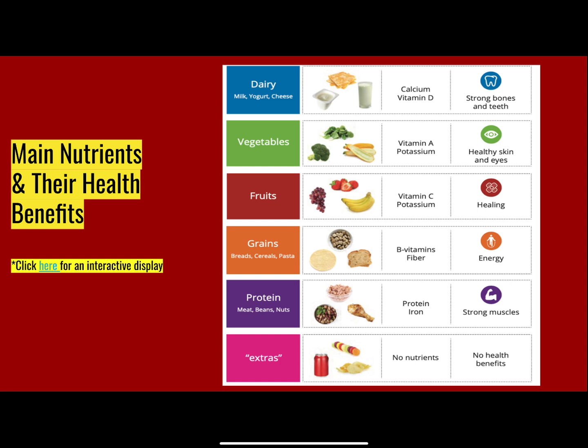Protein is purple. Protein's main nutrient is protein and iron. You need protein for strong muscles. And then the pink group, the extras group, it has no nutrients and no health benefits. That's why you're supposed to eat extras in moderation, which means not very often.